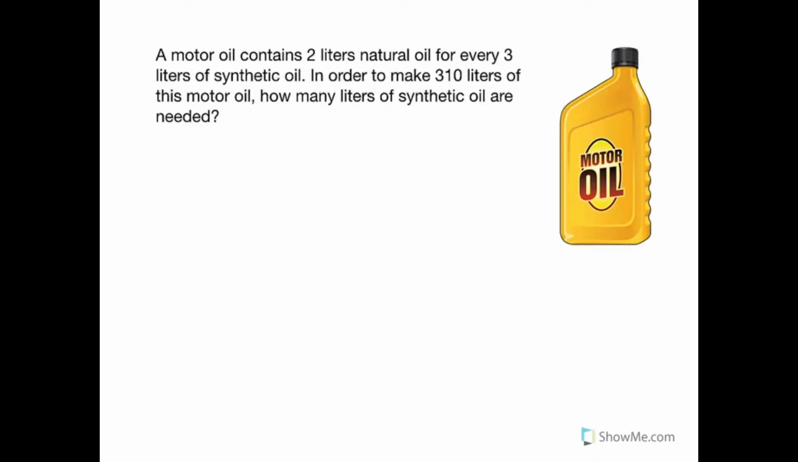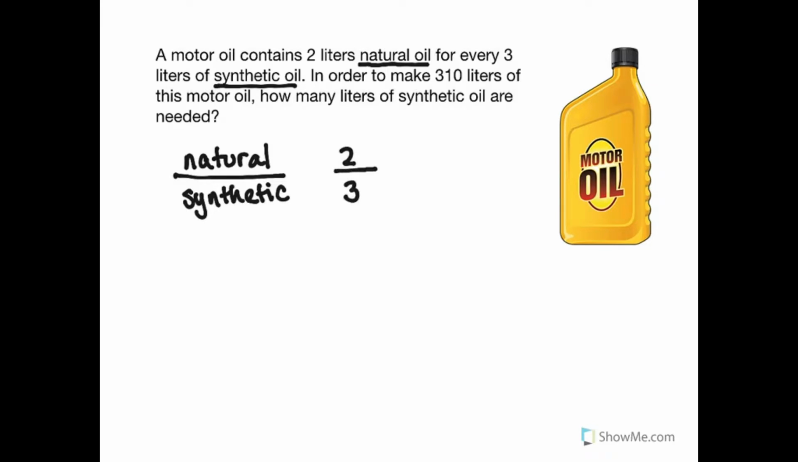A motor oil contains 2 liters natural oil for every 3 liters of synthetic oil. In order to make 310 liters of this motor oil, how many liters of synthetic oil are needed? Well, first look for your units to set up your rate. So what I have here is natural oil and synthetic oil. So we're going to look at the proportion of natural to synthetic. Now I have 2 liters of natural oil for every 3 liters of synthetic oil, so that's my first proportion.